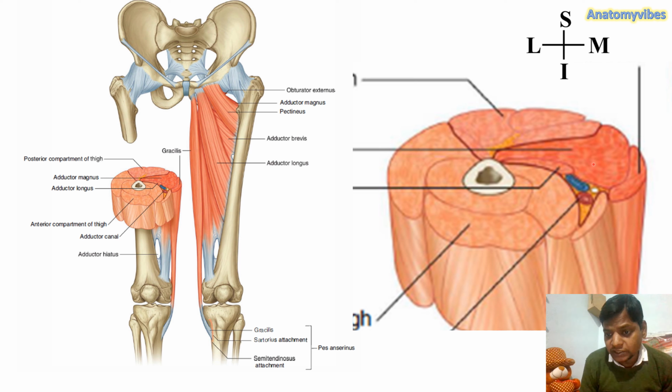So hope you have understood. Now this fascia will go from where to where? It will go from vastus medialis to the adductor longus and adductor magnus. Clearly? From here to here this fascia is running, and inside we have contents of adductor canal that we will see further.